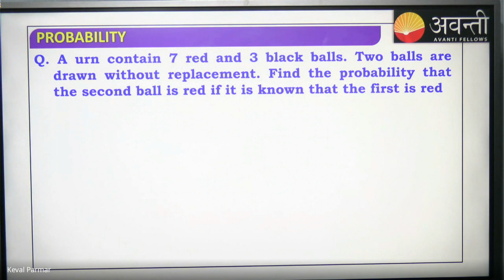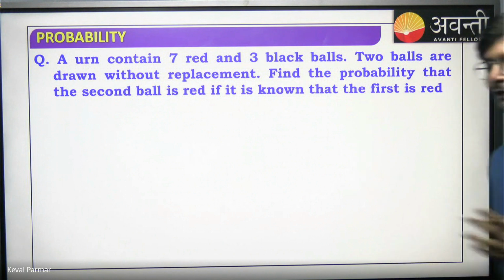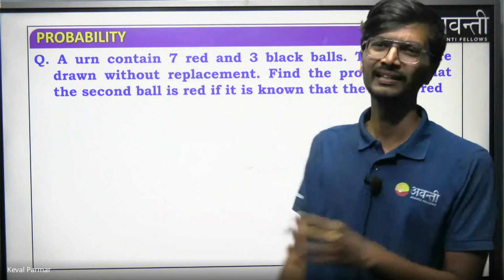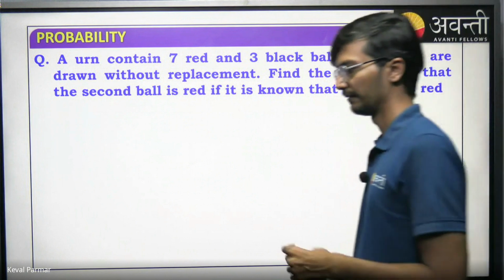An urn contains 7 red and 3 black balls. Okay, urn means, I told you what is meant by urn. Simply you can say it is a bag. 2 balls are drawn without replacement. Find the probability that the second ball is red if it is known that the first is red.